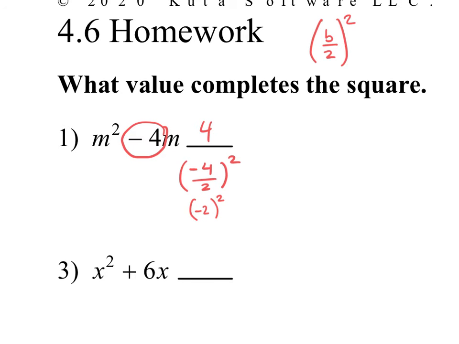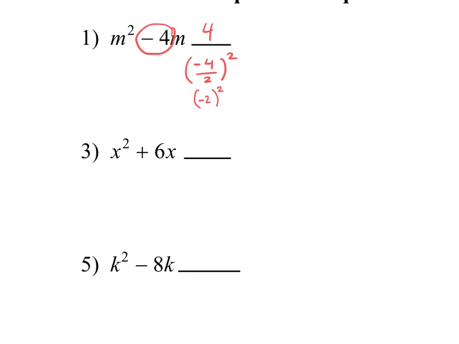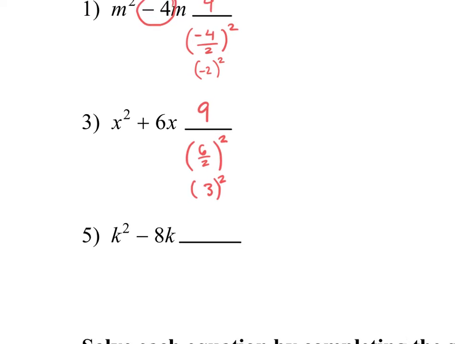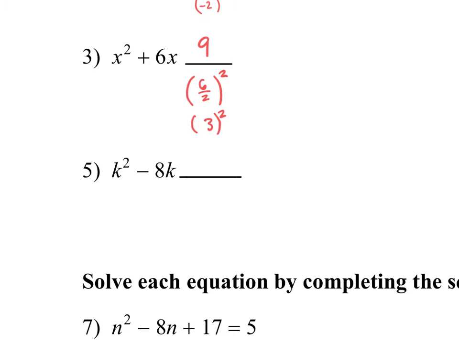Any questions on that one? Alright, let's do the same thing for the next. What's our b? For number 3, 6. So 6 over 2 squared. How can we simplify 6 over 2? 3. And what is 3 squared? 9. Perfect. And then what's our b for number 5?